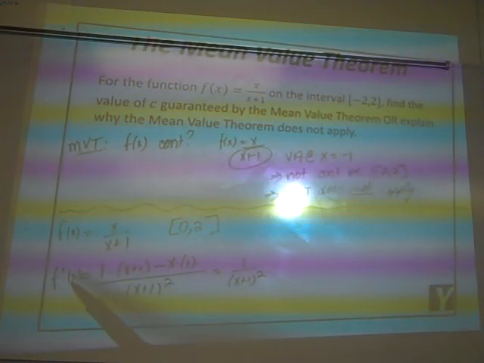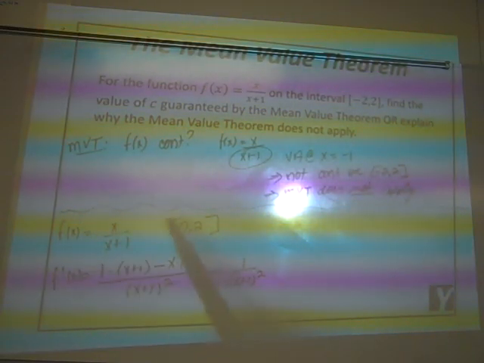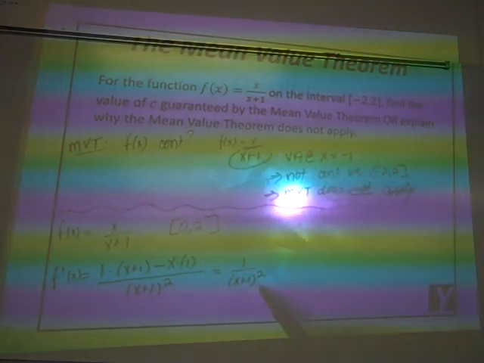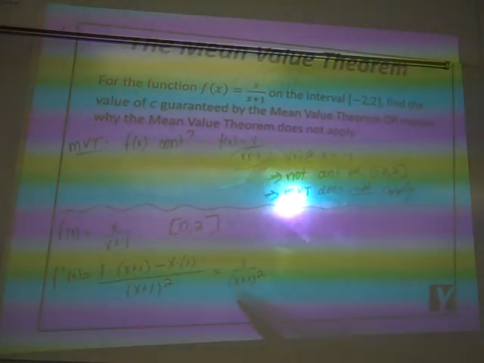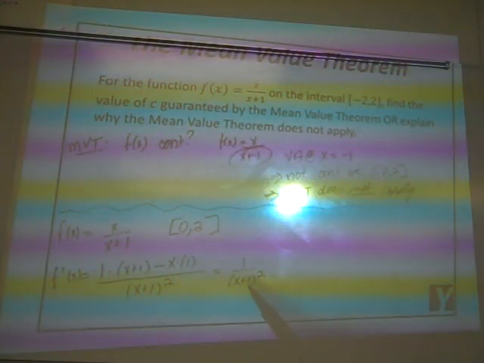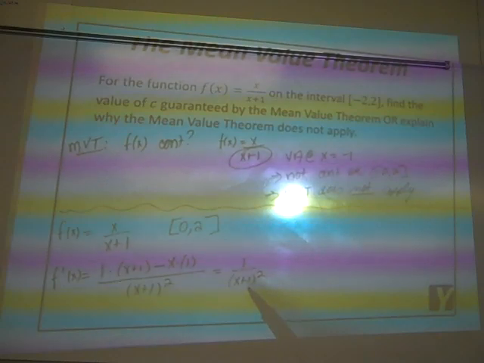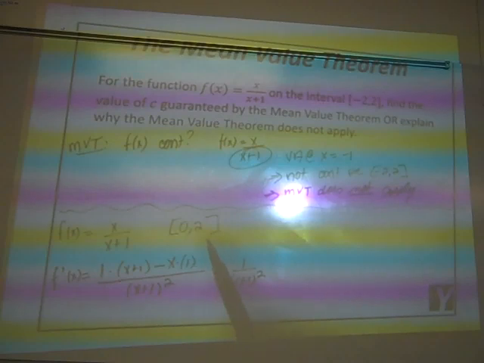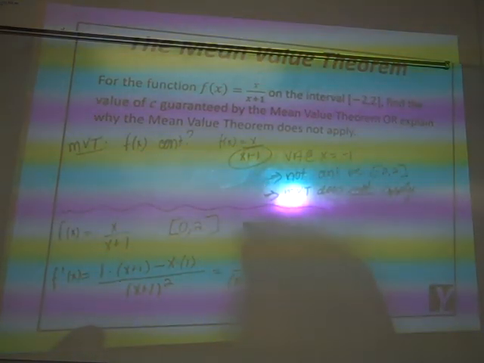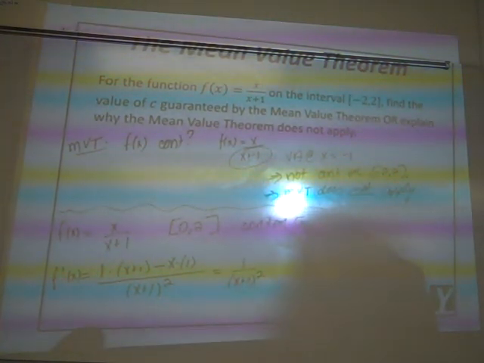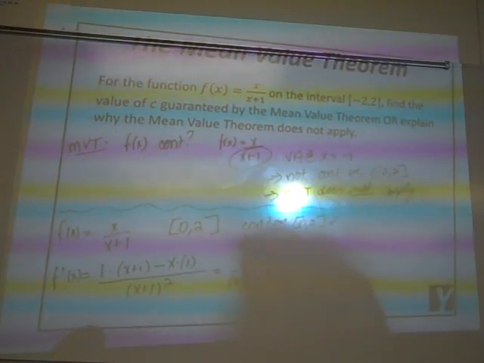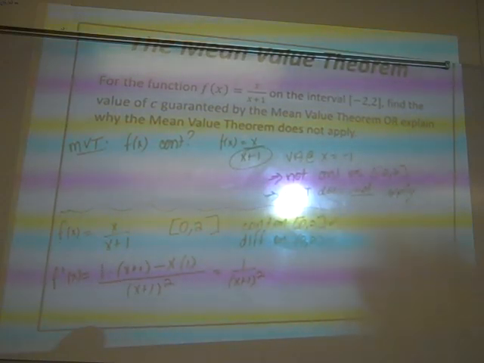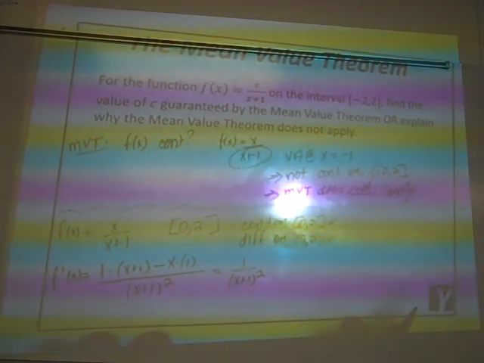Now, in order for f to be differentiable, the derivative must exist everywhere inside of this interval. When I look at my derivative, the only place where I could potentially have a problem happens when the denominator is equal to 0. That happens if x equals negative 1. And that is not in the interval in question. So my function is continuous on the interval 0 to 2. We're happy. It's also differentiable on the open interval 0 to 2. Happy with that. So the mean value theorem applies.